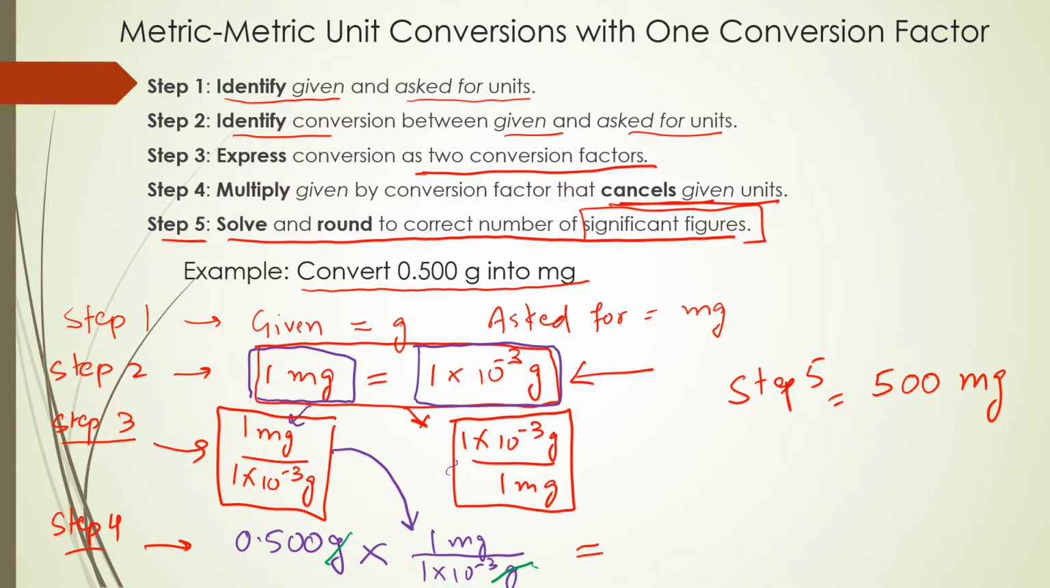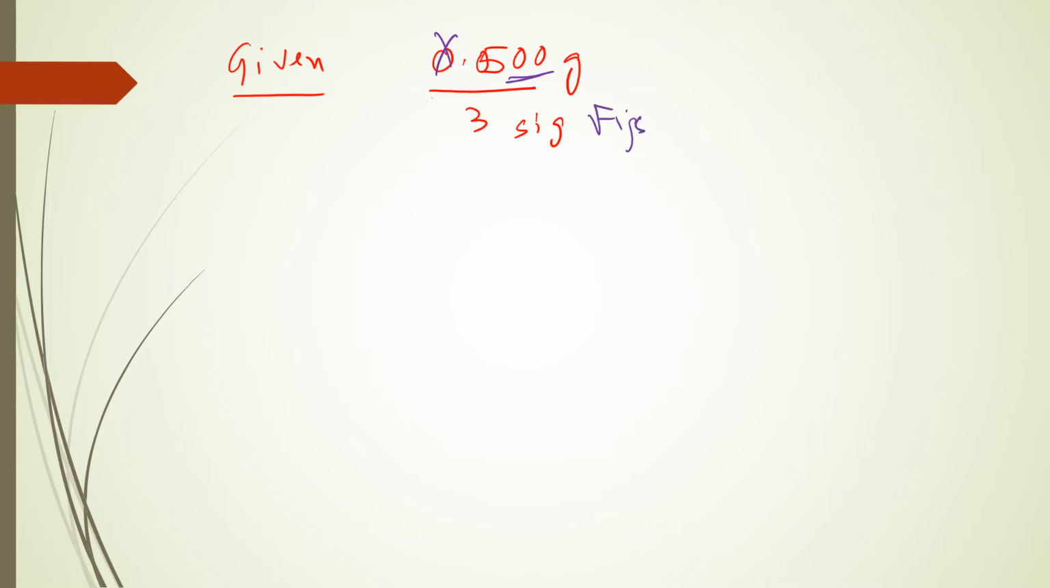Sig figs come from whatever the given sig figs are. The given value was 0.500 grams. If we count, these are 3 sig figs. The leading 0 does not count, but these 2 zeros do count. So 3 sig figs.